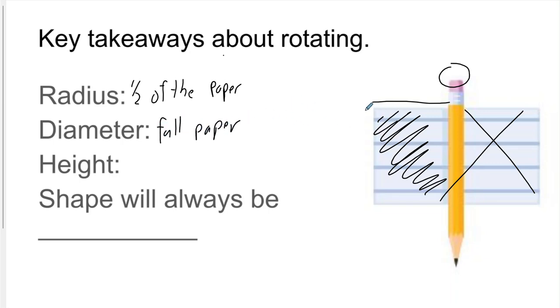And the height of our solid will be the same as the height of our paper. And the shape will always be circular, be it a cylinder or a cone or a sphere, but I'm never going to get a cube or something like that with edges.